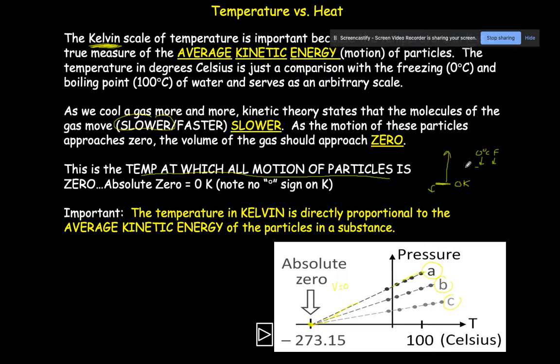All right. So stated simply, the temperature in Kelvin is directly proportional to the average kinetic energy. Directly proportional means as one goes up, the other one goes up in proportion, and we'll see that in a minute. Again, that's going to be the motion of the particles. The faster the particles, the higher the temperature. The slower, the lower the temperature. And that's going to be really important to know.